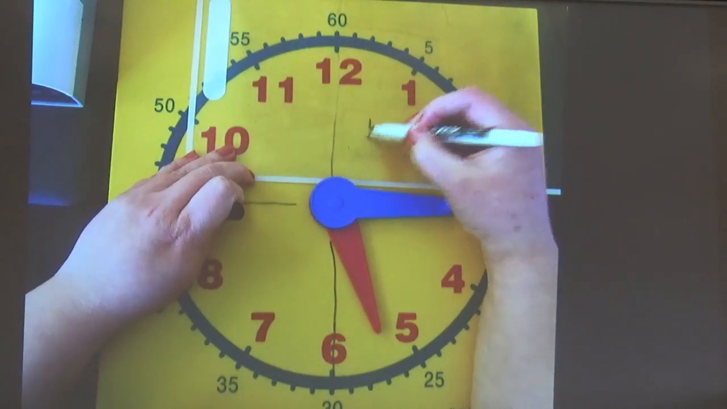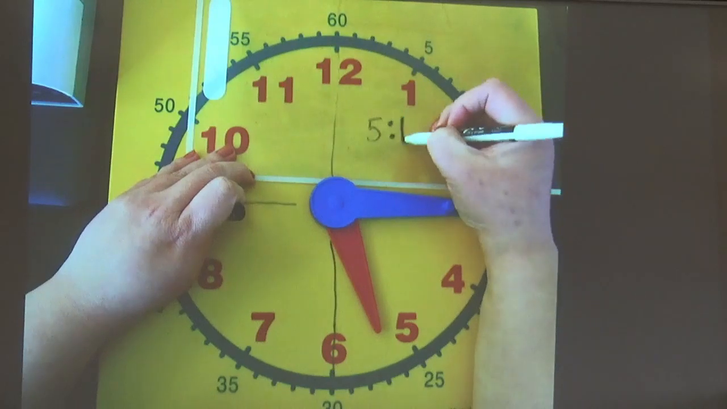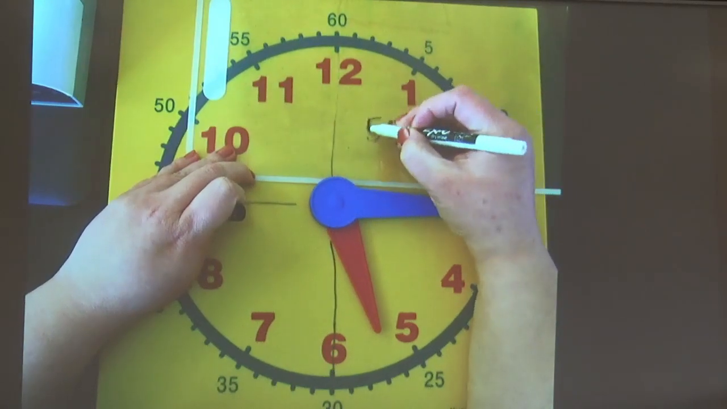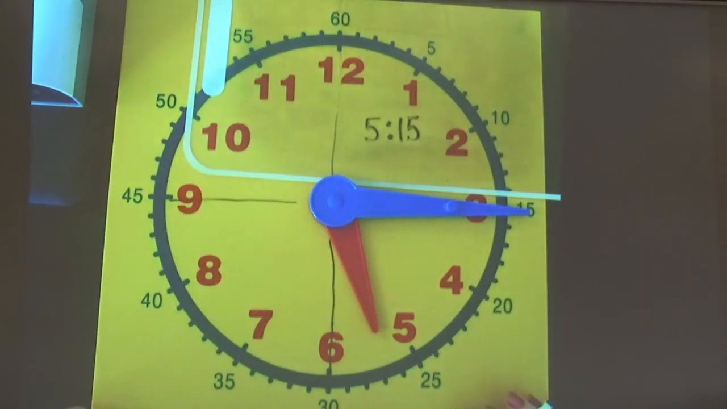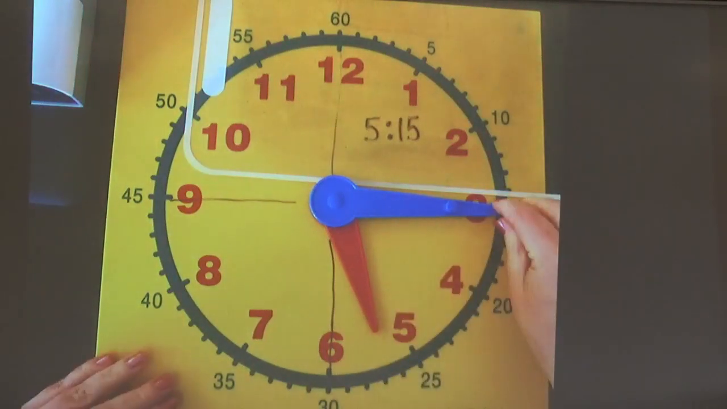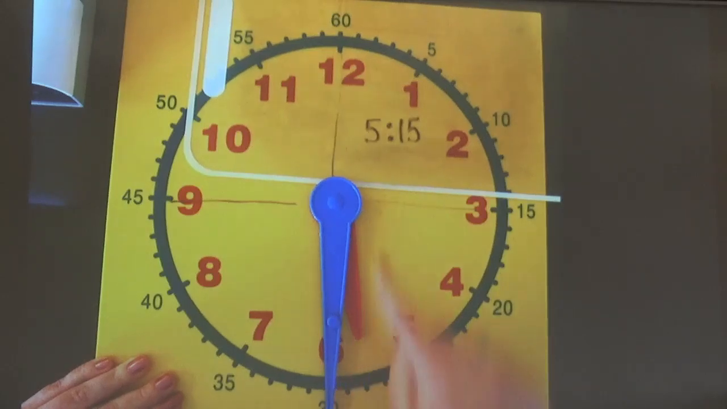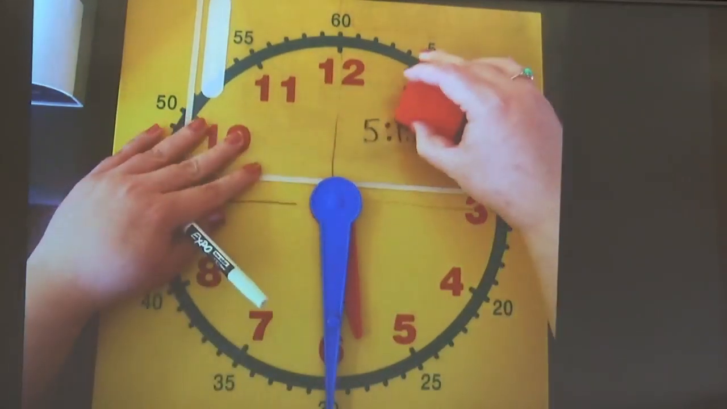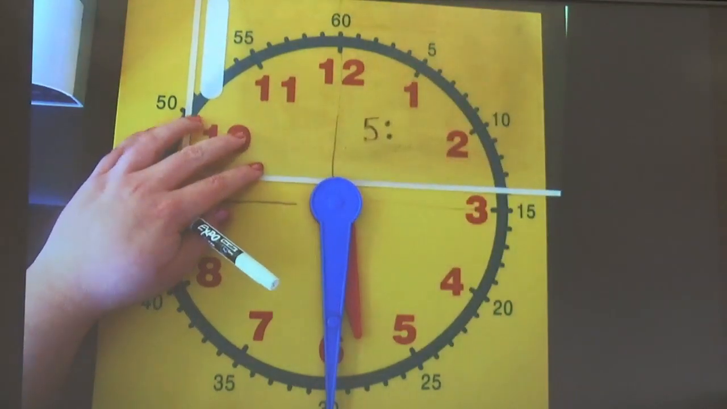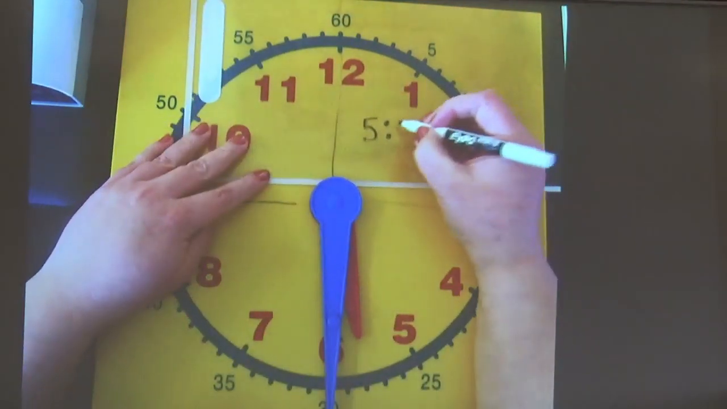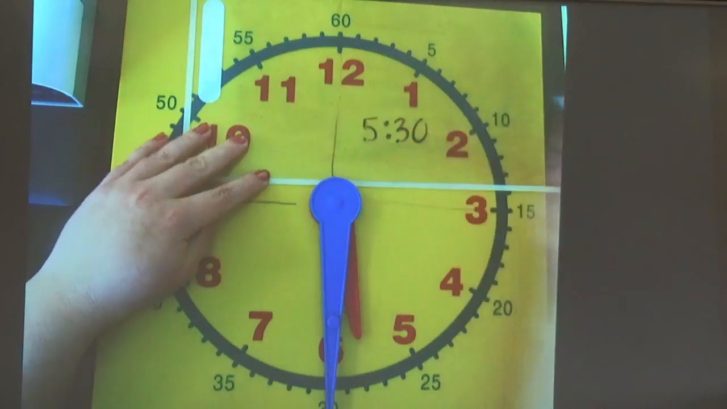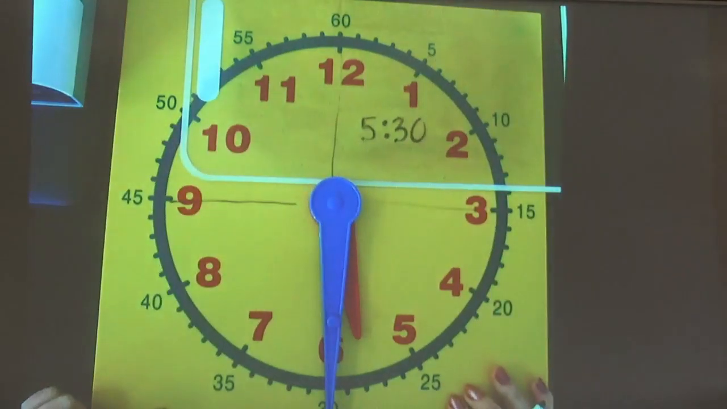or 5:15. So then we'll move our hand another quarter, and now we are halfway around our clock. So now the time is, you guessed it, 5:30, but you already knew that one, we learned it last time.